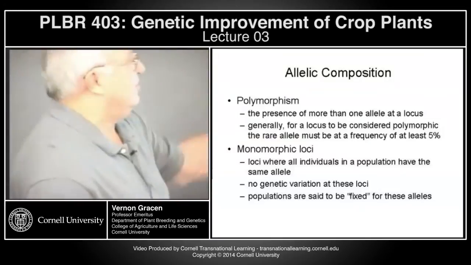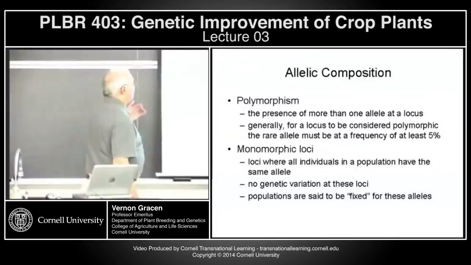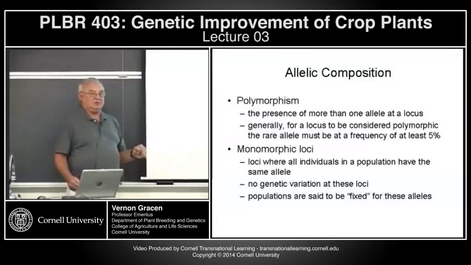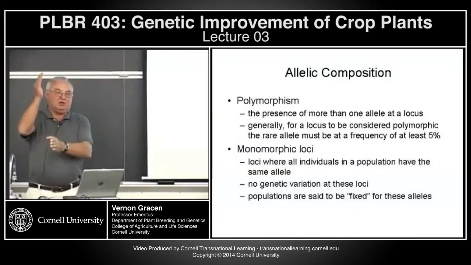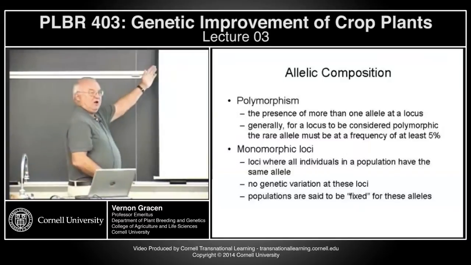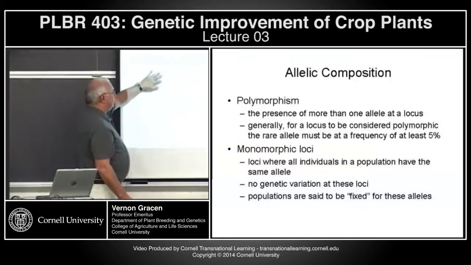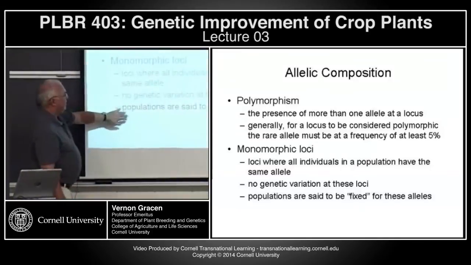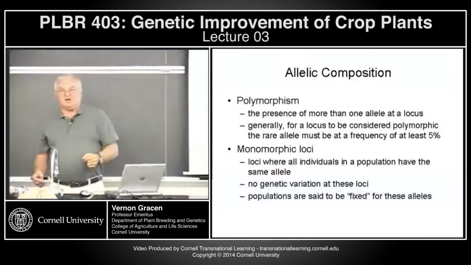And monomorphic means that all the individuals in a population have the same allele. So this is looking at each individual locus. If all individuals have the same allele on both chromosomes, it's monomorphic, and so the populations are fixed.